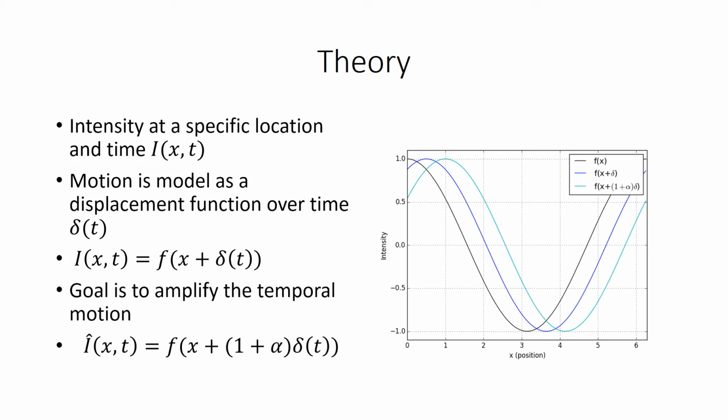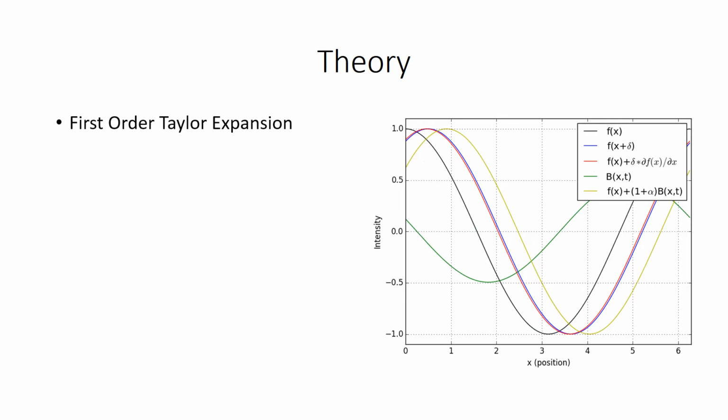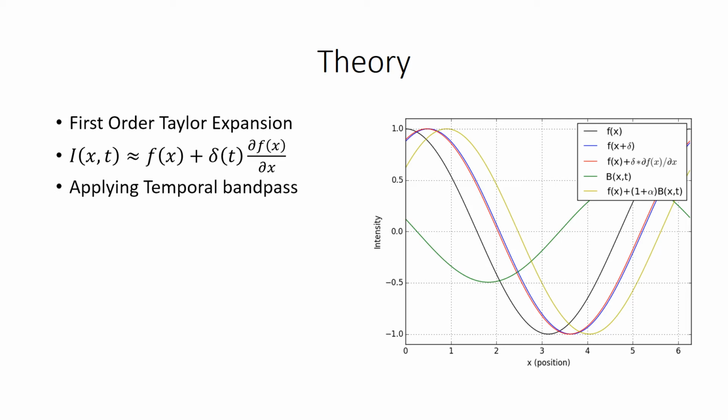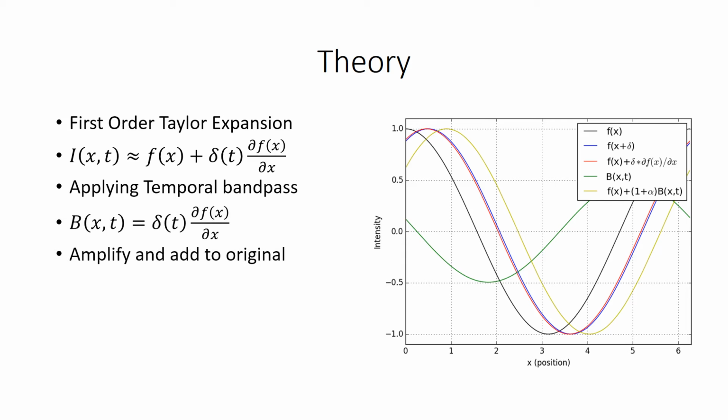Looking at the functions, we want to isolate the time component from position component, which we can do by using a first-order Taylor expansion approximation. Looking at the blue and red lines, you can see that the approximation works fairly close to the original. Then, by applying a properly designed bandpass filter, we can isolate the change over time. By amplifying this band, we get approximately the amplified function we want.